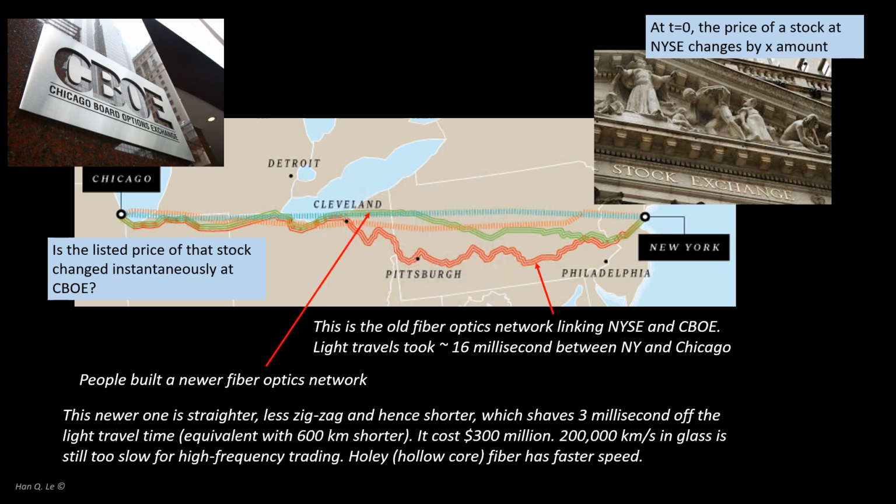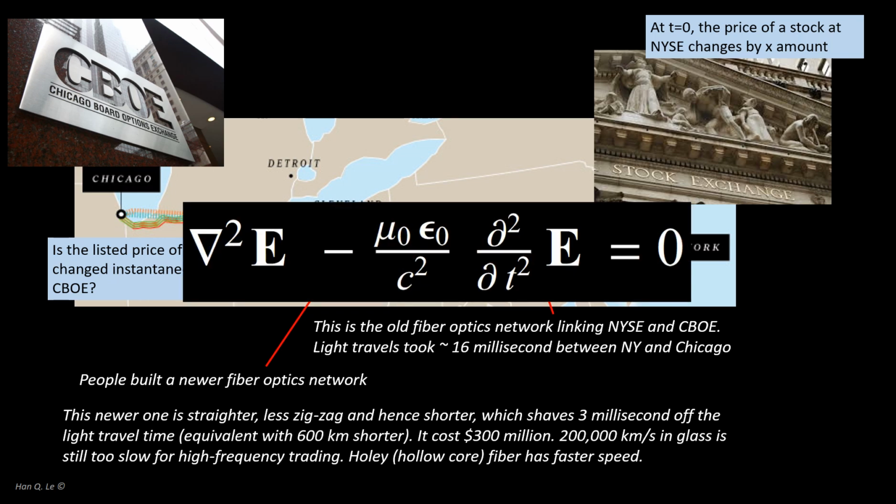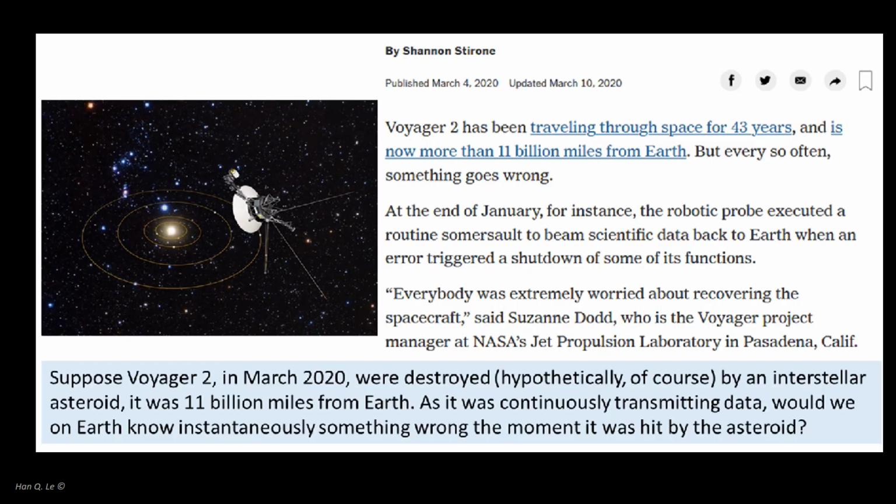If high-frequency traders were present at the birth of the universe, they might have petitioned the value of 1 over the square root of epsilon naught times mu naught to be far beyond 300,000 km per second as we presently know it. In March 2020, Voyager 2 was 11 billion miles from Earth. It was still transmitting data to Earth. If, hypothetically, it had suddenly been destroyed by an interstellar asteroid, would we on Earth have known instantaneously that something was wrong the moment it was hit by the asteroid?